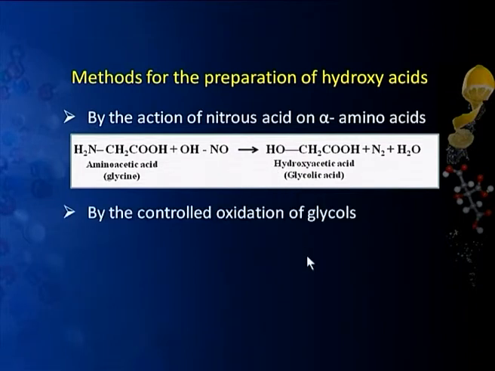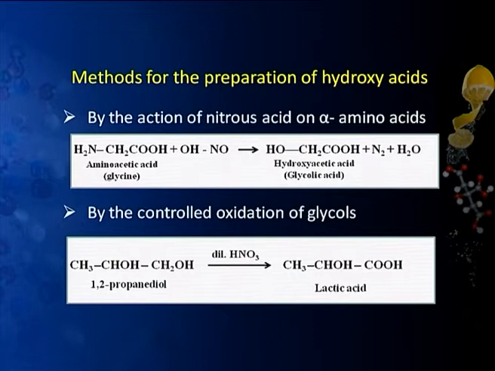We can get these hydroxy acids by the controlled oxidation of glycols. Glycols are the compounds which have 2 hydroxyl groups present in the molecule at different carbon atoms, and one of them which is primary can be oxidized, such as this is 1,2-propane diol. This is a primary hydroxyl group. This can be easily oxidized with dilute nitric acid to carboxyl group and we can get alpha hydroxy acid by this, which is lactic acid in this example.